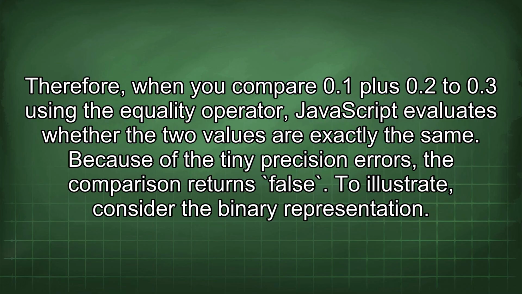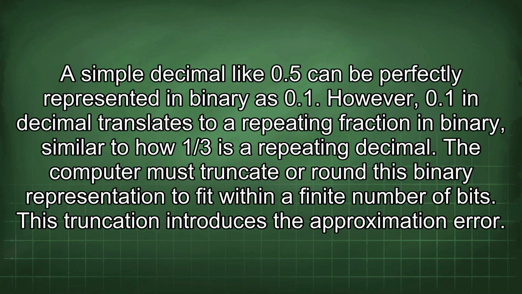To illustrate, consider the binary representation. A simple decimal like 0.5 can be perfectly represented in binary as 0.1. However, 0.1 in decimal translates to a repeating fraction in binary, similar to how 1/3 is a repeating decimal. The computer must truncate or round this binary representation to fit within a finite number of bits. This truncation introduces the approximation error.